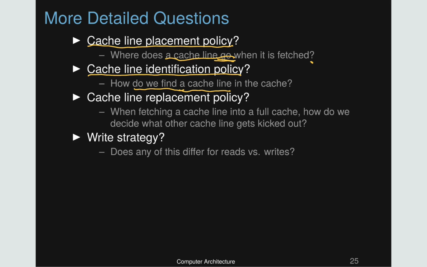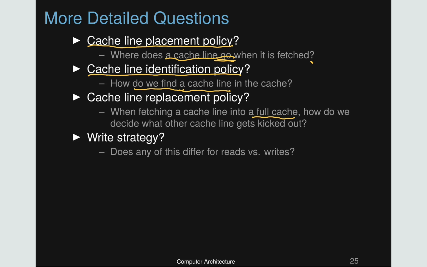So the policy identifies the cache line, so we know what this cache line is. Usually, we're going to use the memory address of this cache line to identify it. The third policy we're going to ask ourselves regards the case when the cache is full.